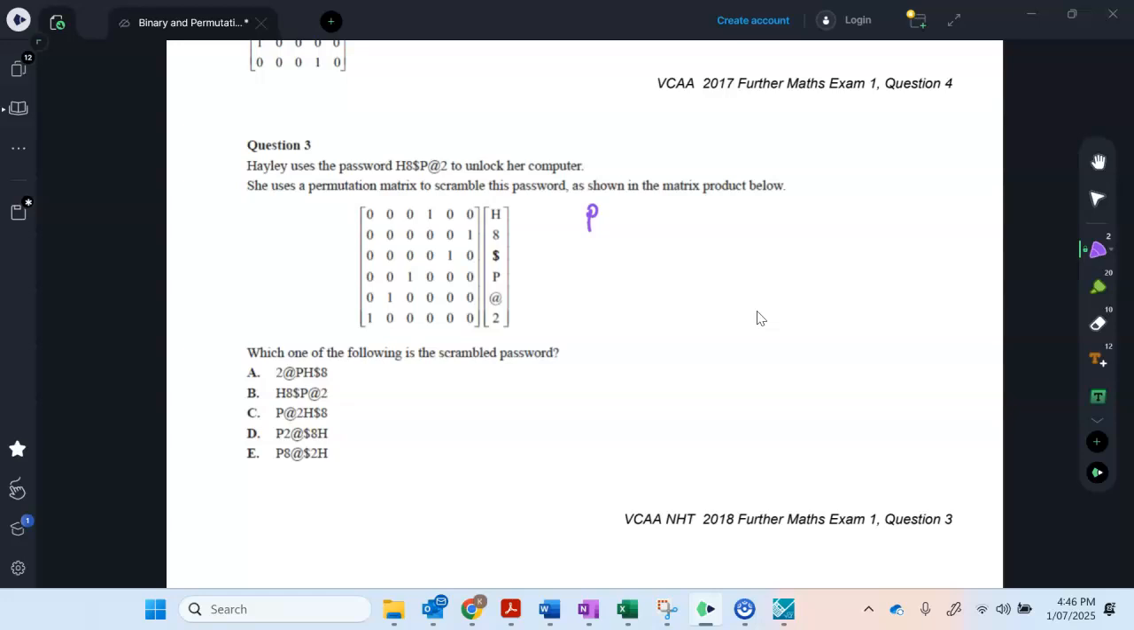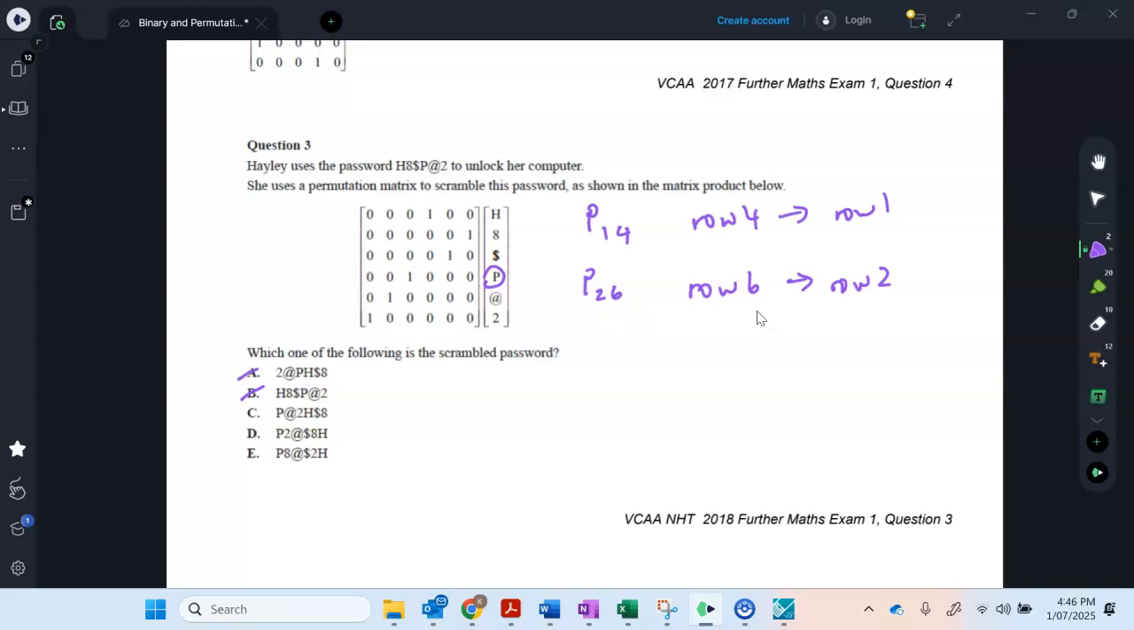Okay, so we've got row 1, column 4. This is a row permutation, so that means row 4 has gone to row 1. In row 4 is the letter P, so that's now in row 1. So I can just cross off A and B. Now let's do the next row. So we're row 2, column 6. So we're going from row 6 to row 2.